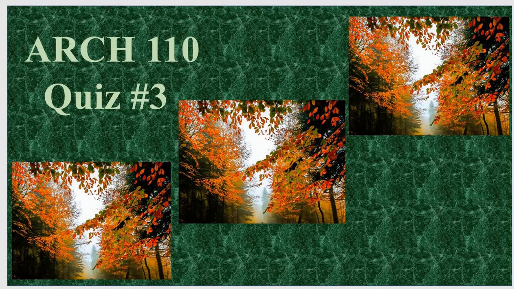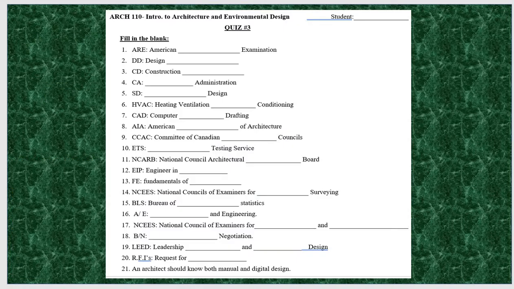Okay, so now we go with quiz number 3. Similar to before, we have fill in the blank, and I have 21 questions for you. You need to fill out the blank in here. After you do fill in the blank, we go with the second one, which will be true and false questions. One more time, quiz number 3 is a little bit longer, so that's why I give more questions for true and false, and after that multiple choice.